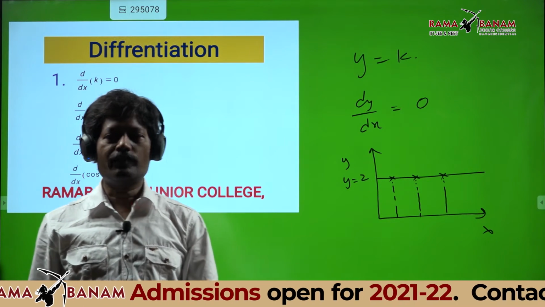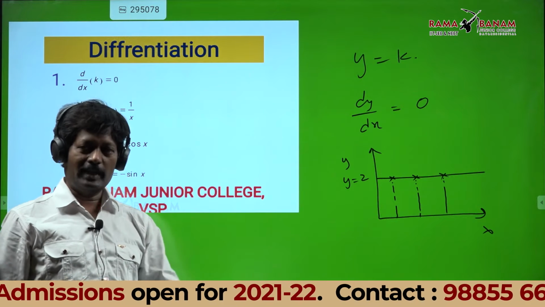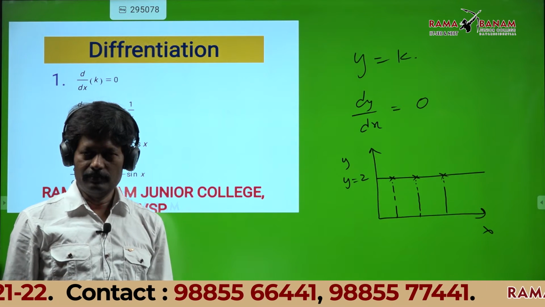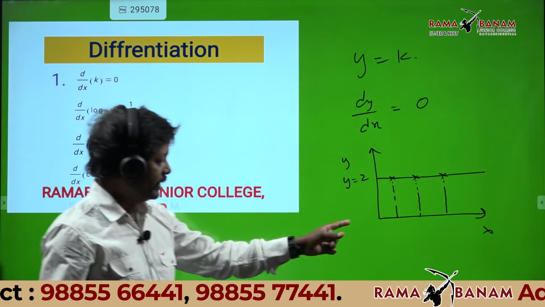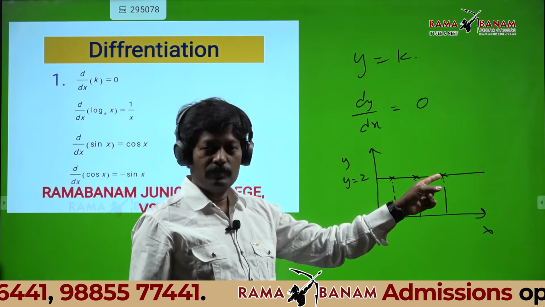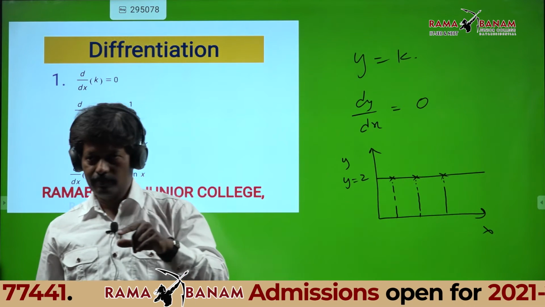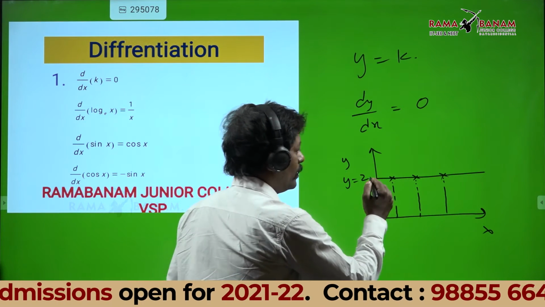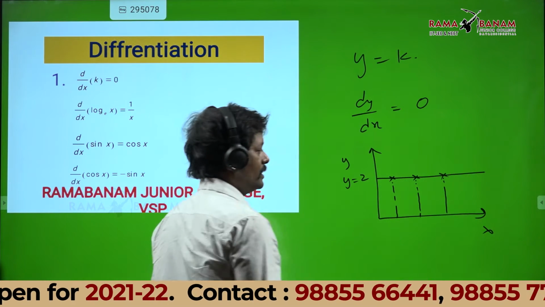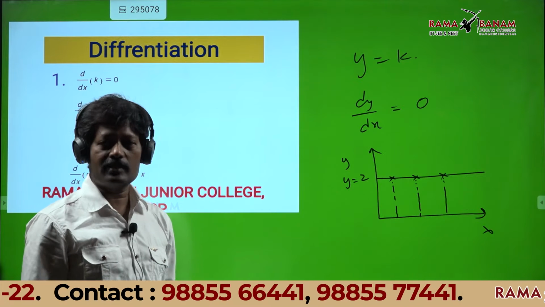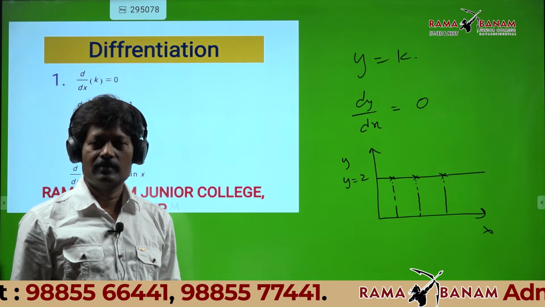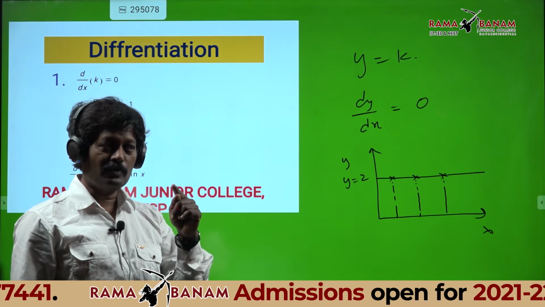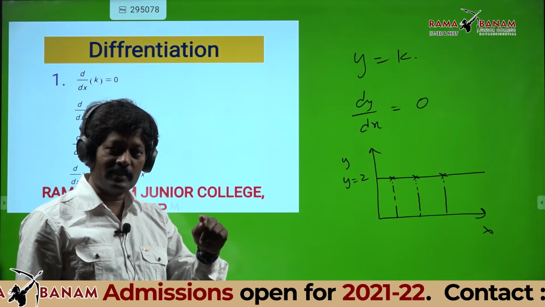For any value of x, if the y value is 2, that means it is a straight line parallel to the x axis. Y is a constant. Now, what is the slope of this line? Slope of the line parallel to x axis? Slope of a line parallel to x axis is 0.